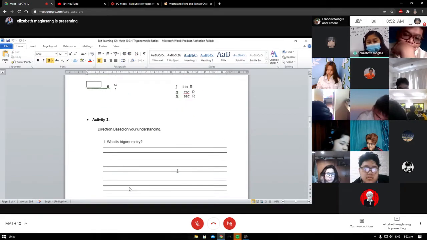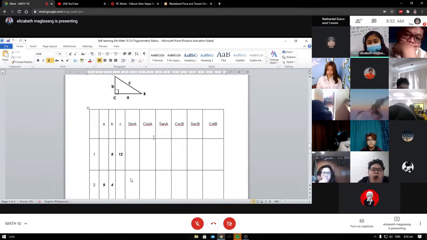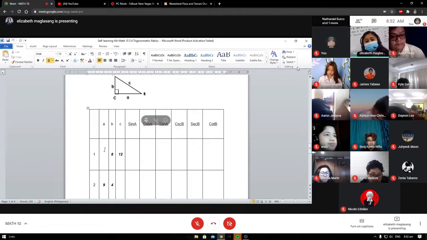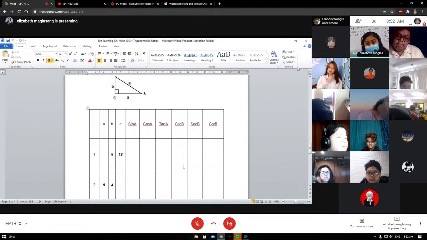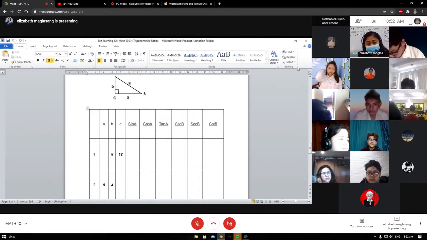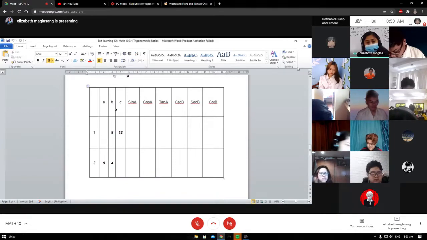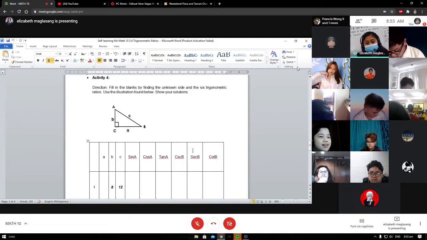Do you have any questions or clarifications, Grade 10? In activity 4, you may solve the other ratios, but you still have to find or complete the three sides of your triangle. To make it easier to solve the six trigonometric ratios, first complete all the sides using the Pythagorean theorem. Do you follow, Grade 10? And then after that, you get the six trigonometric ratios.